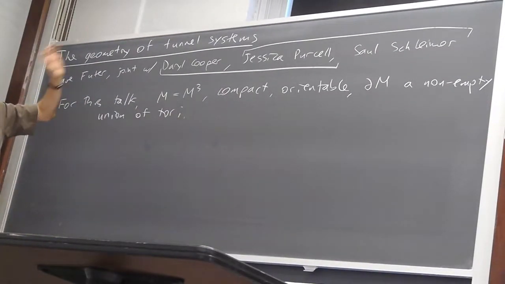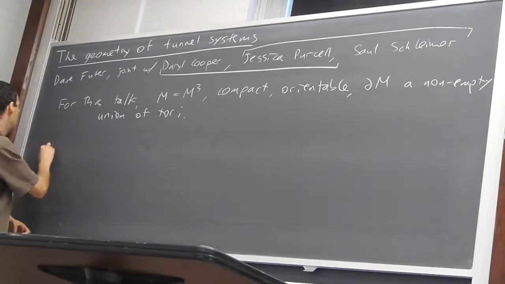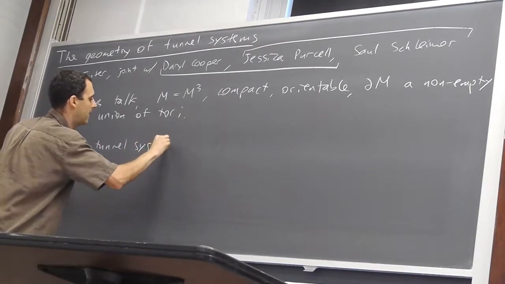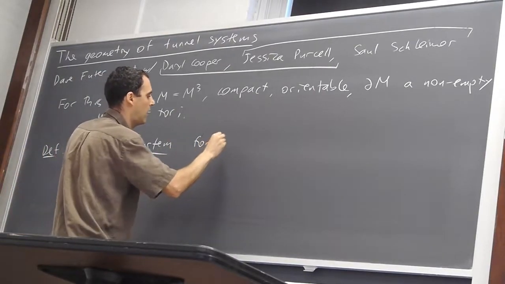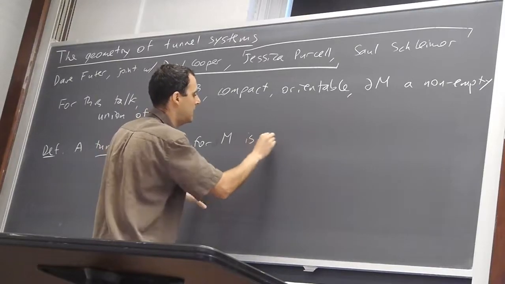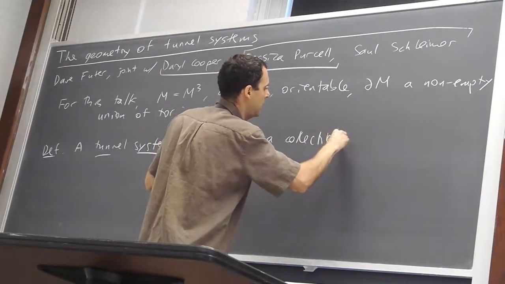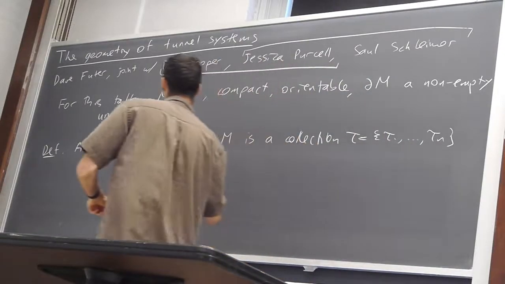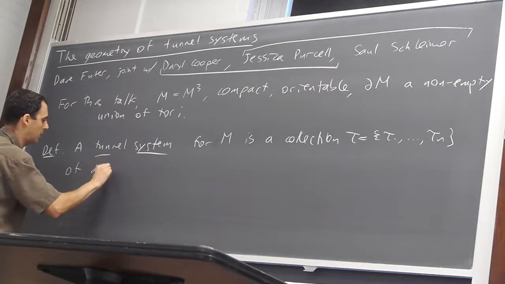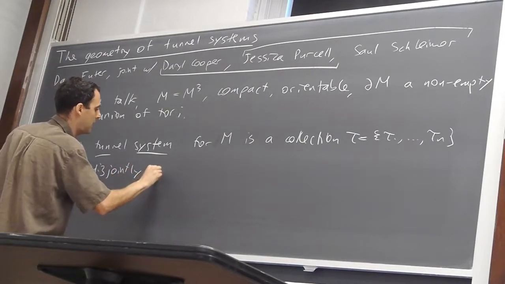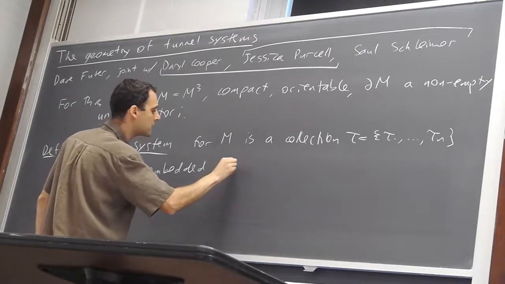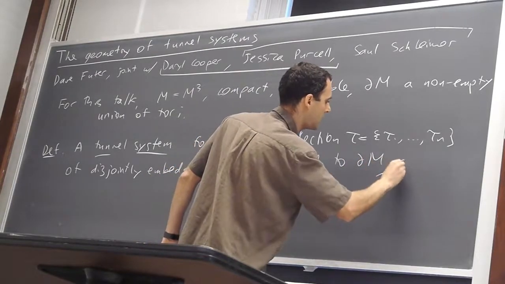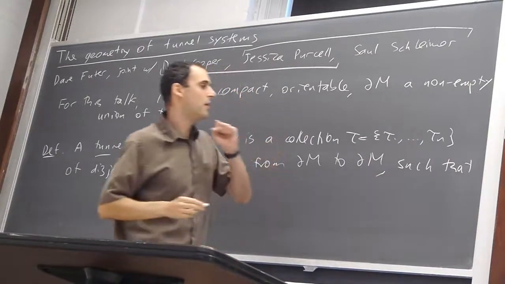And I want to define what a tunnel system is before getting to geometry. So a tunnel system for M is a collection tau 1 through tau n of disjointly embedded arcs from the boundary to the boundary, such that when you drill out those arcs, you get a picture.